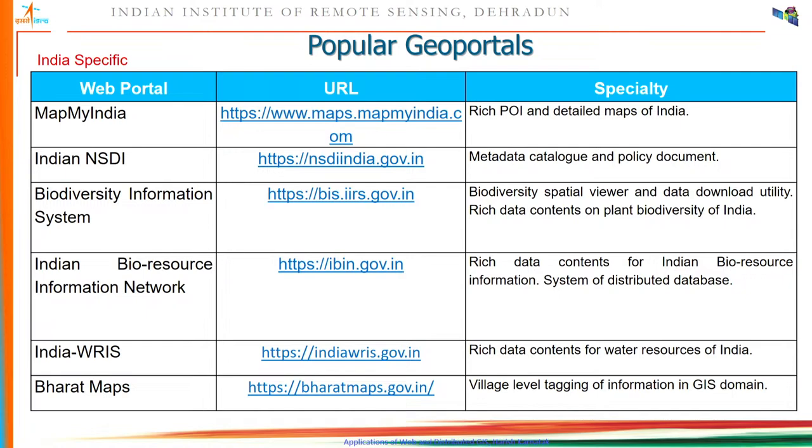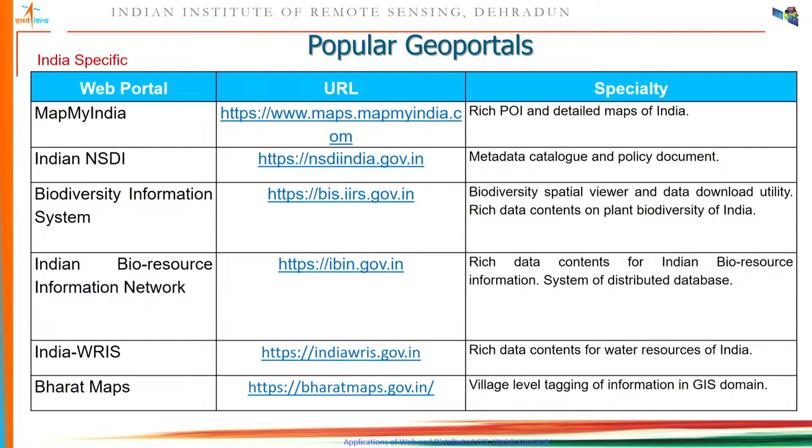The Indian Bioresource Information Network is another initiative by the Department of Biotechnology, where a spatial data infrastructure, or SDI, for the bioresources of India is available. Here the rich data contents for Indian bioresources are available as distributed data sets. Different types of data providers, who are basically the data generators, offer their data to users through this bioresource information network.